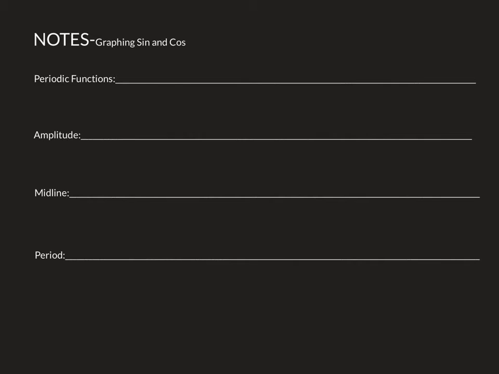We're going to really today look at the parent functions and then two aspects that get changed with sine and cosine graphs. But there is some slightly different terminology that we use for sine and cosine graphs. So first let's define what these graphs look like. All right, so sine and cosine graphs are what we call periodic functions.